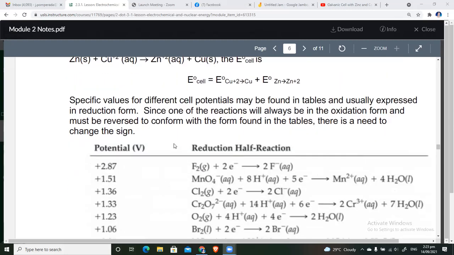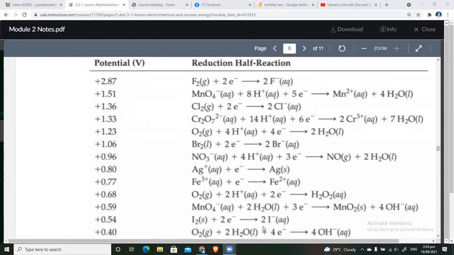Now, specific values of different cell potentials may be found in tables. So you have here a table, usually expressed in reduction form. Actually, class, you can see in the table that they are all reduction.